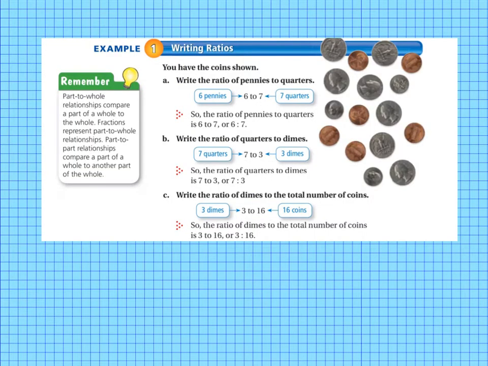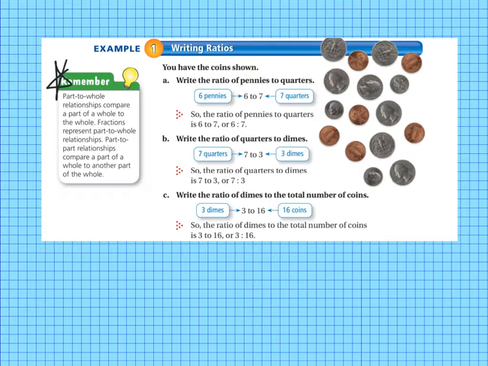Let's take a look at example 1, writing ratios, and we're going to go ahead and read this little box off to the side. It says, remember, part to whole relationships compare a part of a whole to the whole. Fractions represent part to whole relationships. Part to part relationships compare a part of a whole to another part of the whole. It's a lot of words, but you'll see how it works. Ratios are not nearly as hard as we think they are.